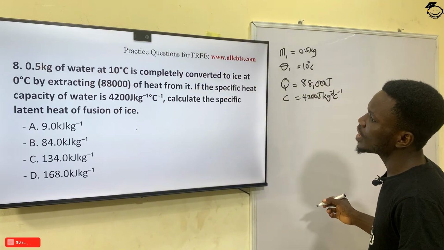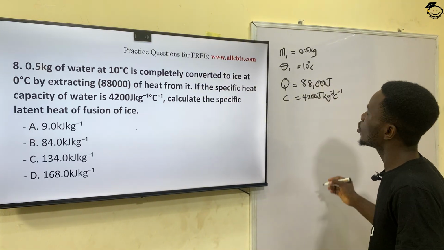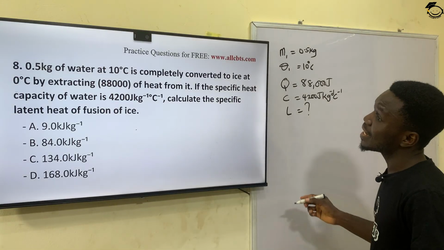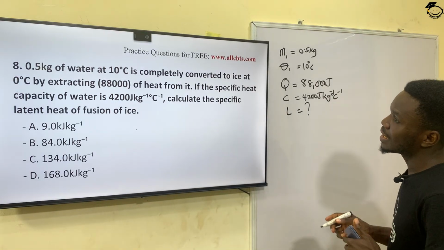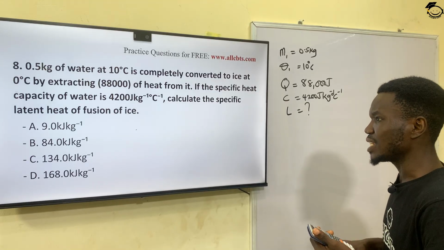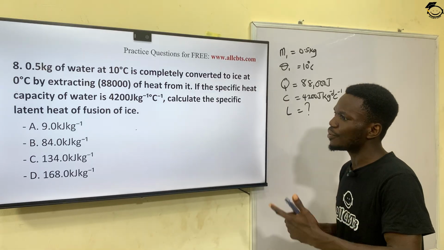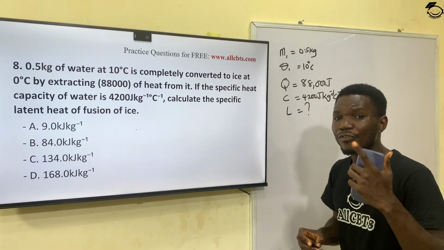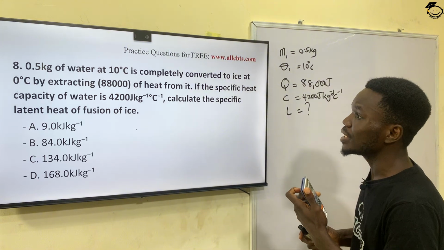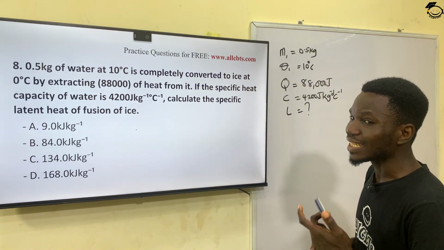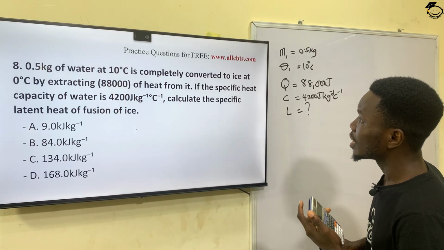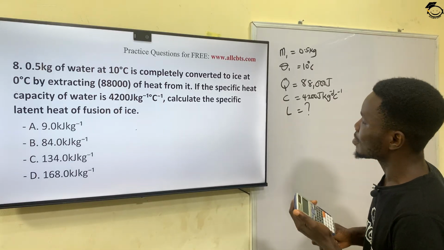Calculate the specific latent heat of fusion of ice. So we're looking for L, which we do not know. Now remember that the water was originally at 10 degrees Celsius. So if it's at 10 degrees Celsius, for me to convert it to 0, I will first have to extract the amount of heat from it to bring it to 0, and then convert it from water to ice by changing its state.